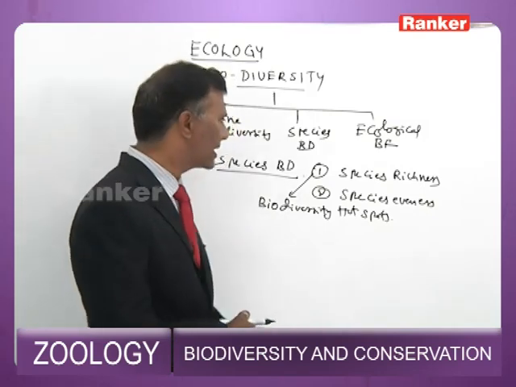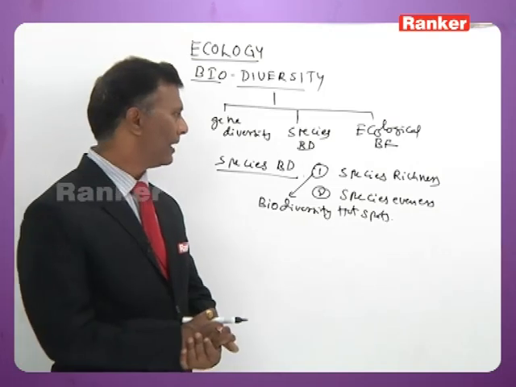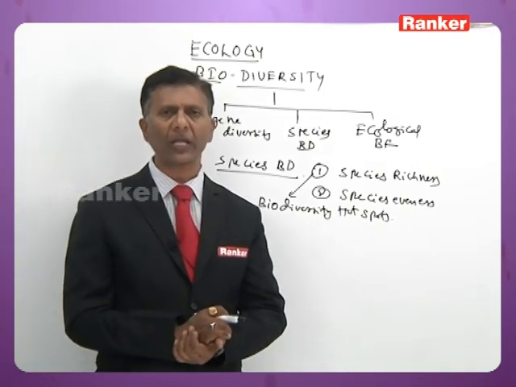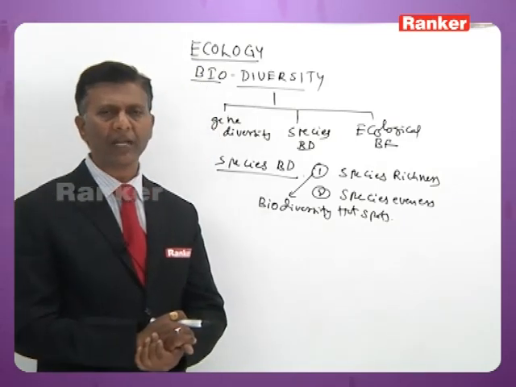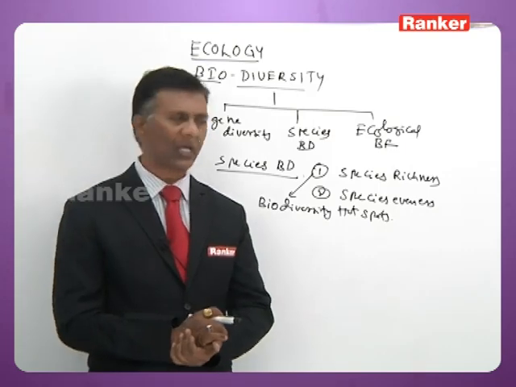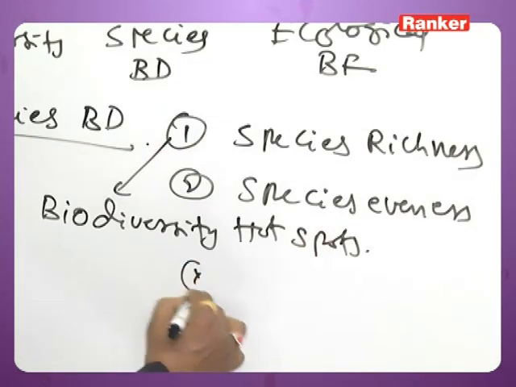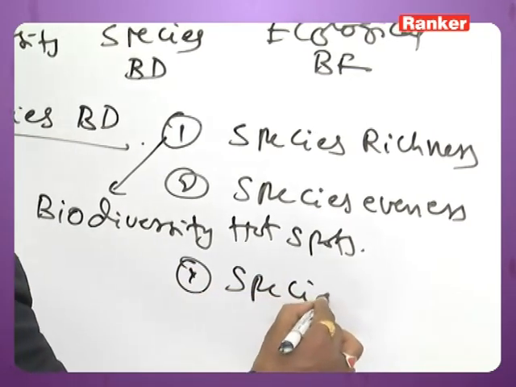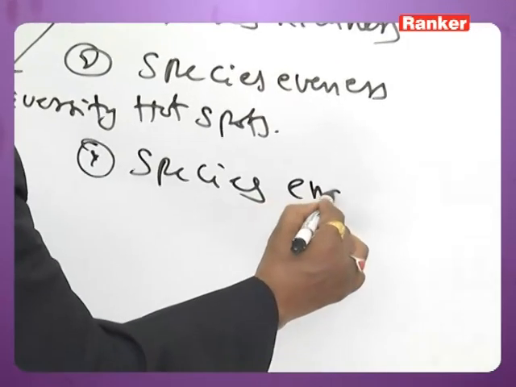So species richness and species evenness are directly proportional to each other. When the evenness is more, richness also increases in a particular habitat. Otherwise, when species evenness is less, that area cannot be considered a species rich area. Then another attribute of species biodiversity is species endemism.